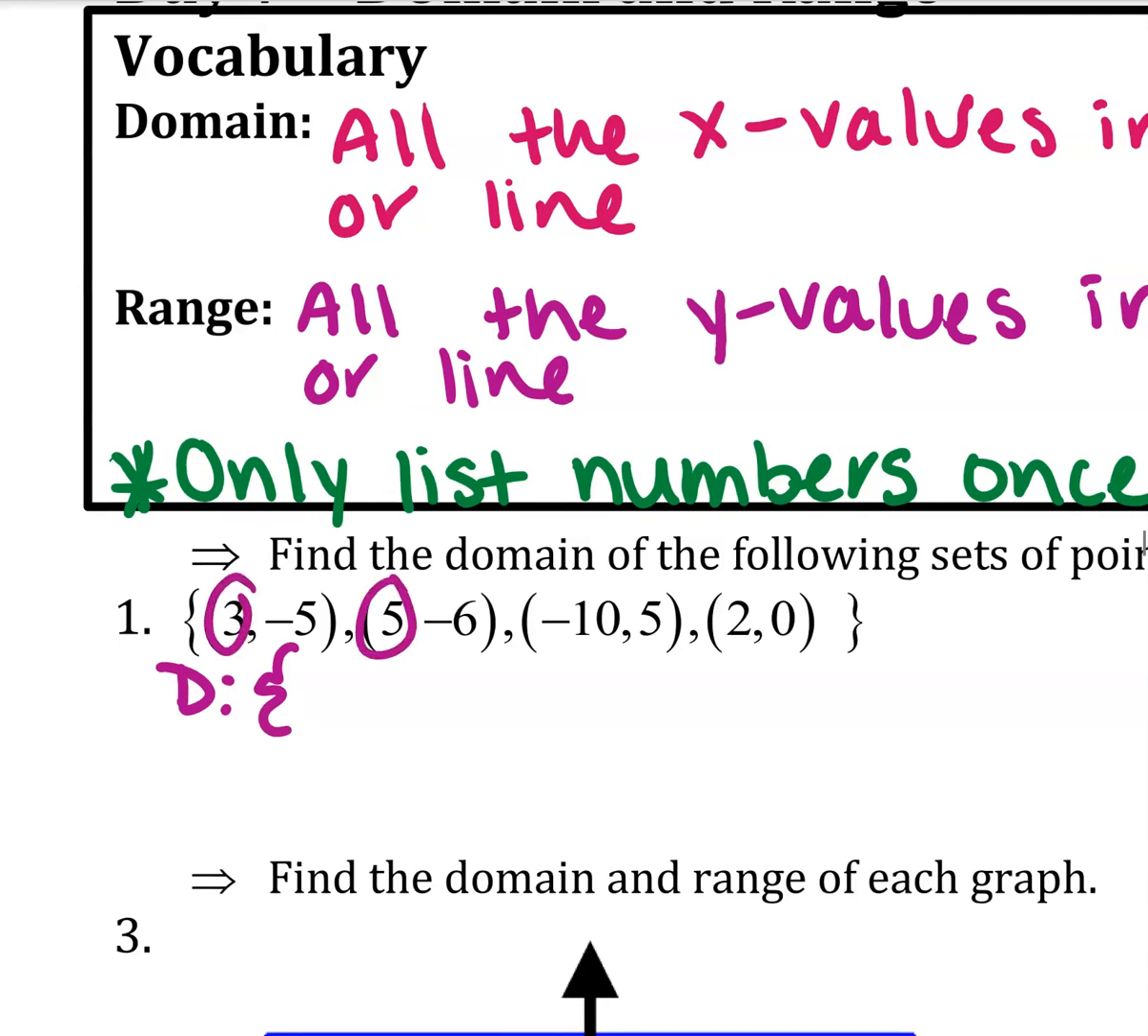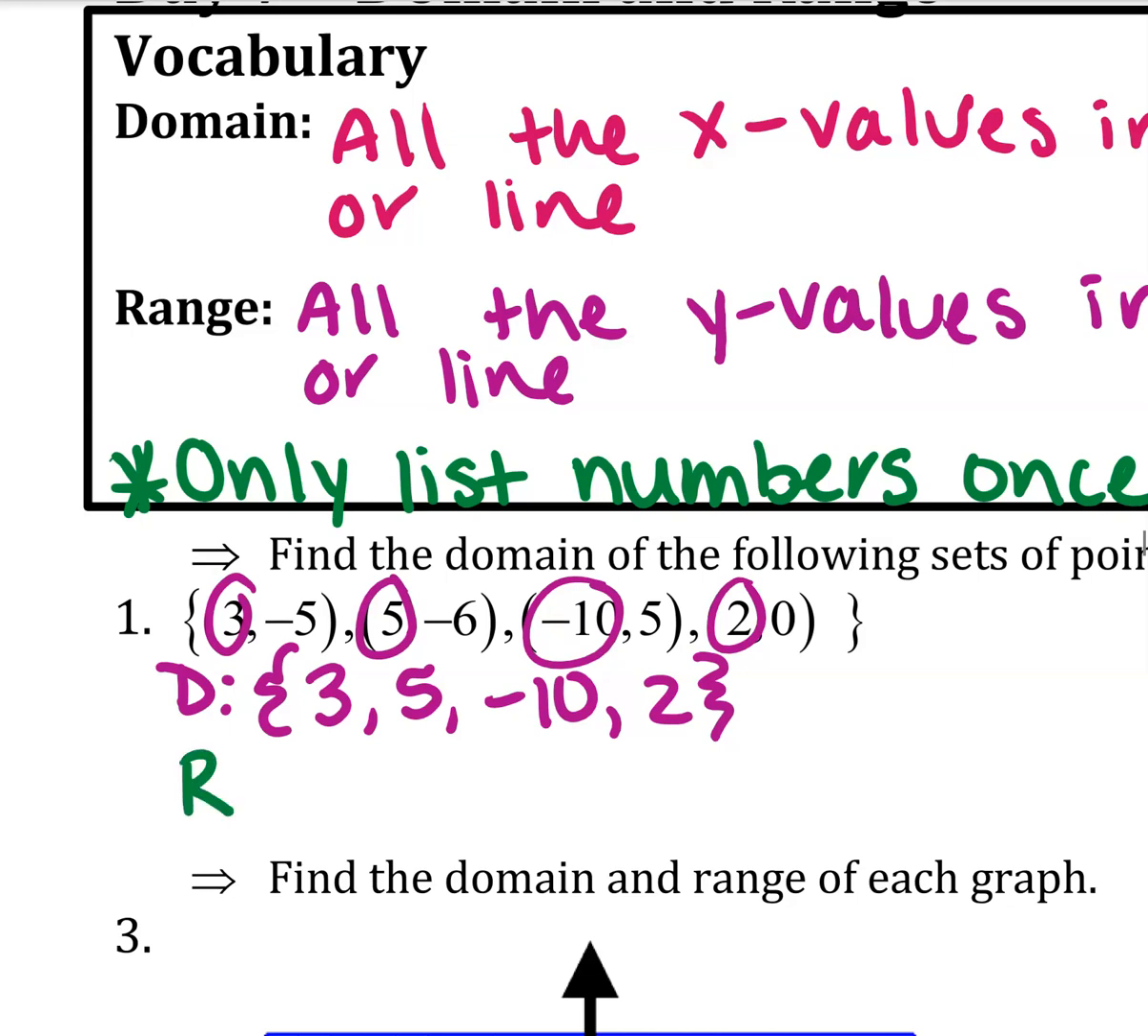So 3, 5, -10, 2. We know those are all of our x's, so we just make a list. It does not have to be in order from smallest to biggest. Sometimes you see it in order, but we're not going to mark you down if you don't put it in order. It's not a big deal.